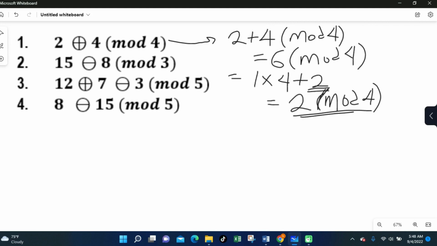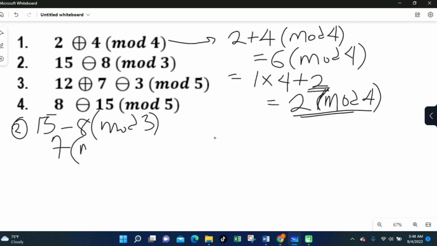Now let's look at the second question. The second question says we should subtract 15 subtraction 8 in mod 3. So for that second question, we're going to look at 15 minus 8 in mod 3. We're asked to do that in mod 3. Now 15 minus 8 will give us 7. So we'll have our 7 in mod 3.